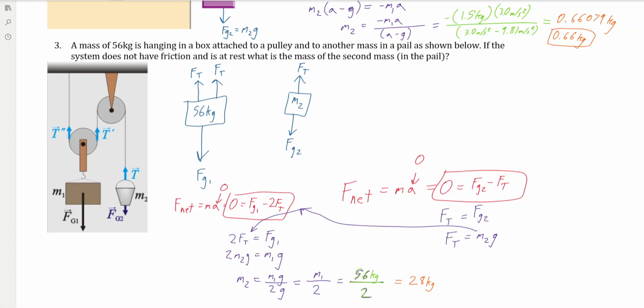All right. So again, tension is really nice because you can follow along the rope and it will always be the same along any length of the rope. That's the benefit of tension.